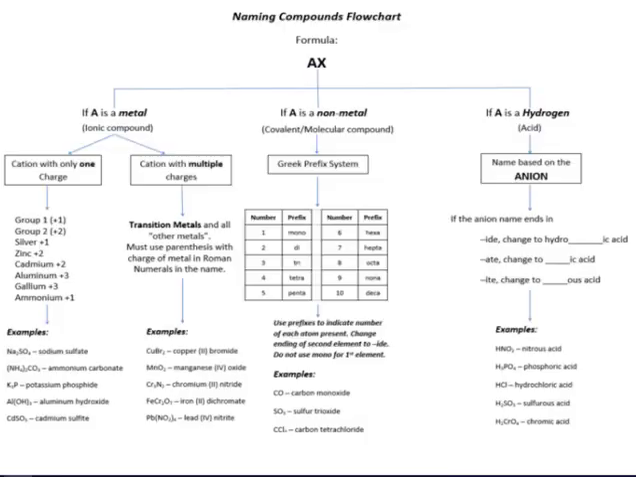So this last page is a naming flowchart. So when naming a compound, the first thing you have to ask yourself is, does it start with a metal, a nonmetal, or hydrogen? If it starts with a hydrogen, it's an acid, and so you're going to use your acid rules. If it starts with a nonmetal, it's a molecular/covalent compound, so you're going to use prefixes. And if it's a metal, you further ask yourself, does it have 1 charge, or do I need to use Roman numerals to indicate the charge? So every time you're naming, make sure you're asking yourself, does it start with hydrogen? Does it start with a nonmetal? Or does it start with a metal?